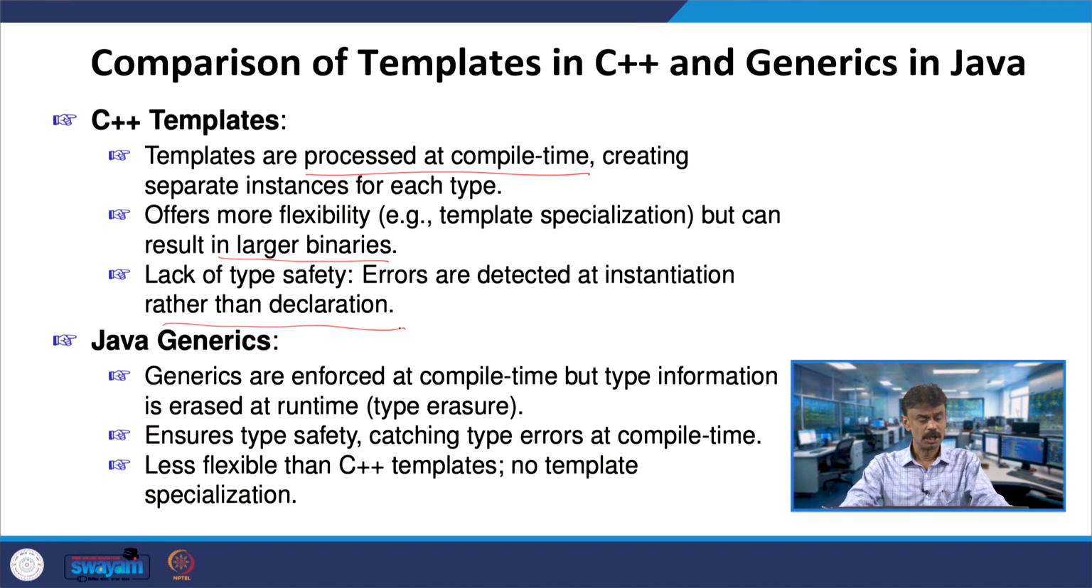So these are all about C++ templates, whereas in the case of Java generics, this is also enforced at compile time, but it is eased out when you go to runtime, so that will be taken care of. Compile time we may have a problem, but it will be eased out at runtime, and it is also ensuring type safety, and it is catching exceptions or type errors during compile time.